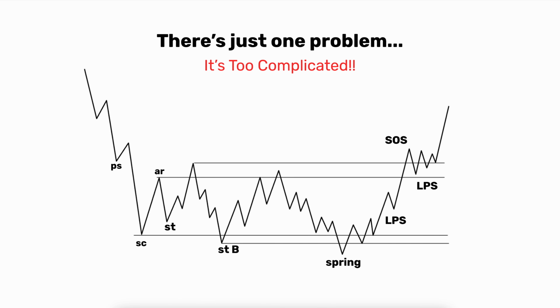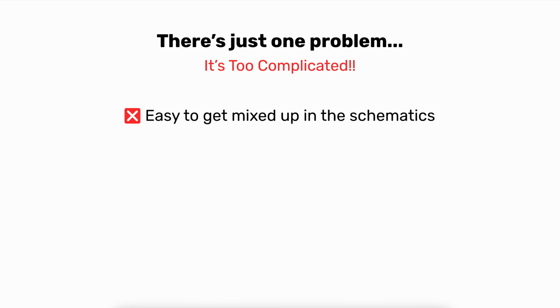Are we really going to see this happening in real time and be able to execute upon it without getting lost? There is so much going on and so many mini moves that we have to keep track of if we want to accurately execute off of Wyckoff schematics. It's easy to get mixed up in the schematics. It's easy to buy too soon or too late and miss the move altogether.